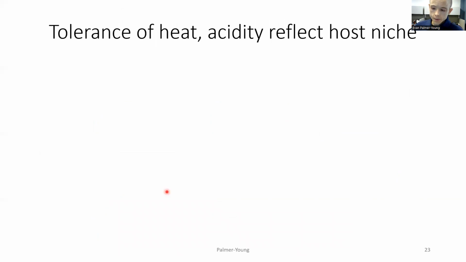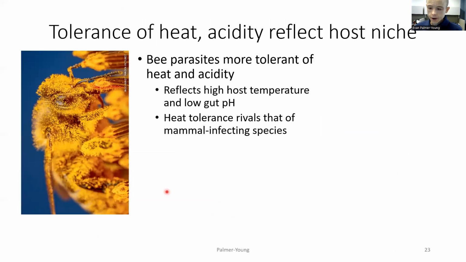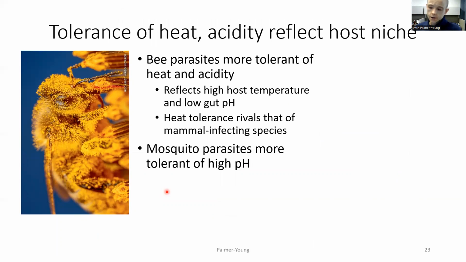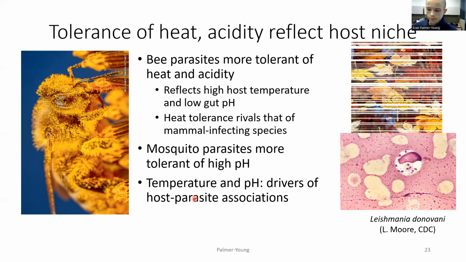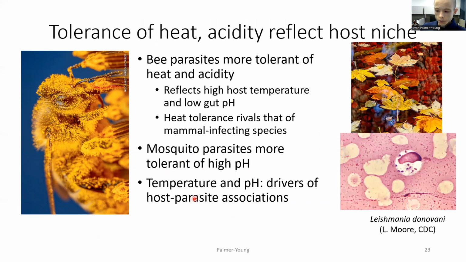Summarizing these results, the bee parasites had greater tolerance of heat and acidity, characteristic of bees, whereas mosquito parasites were more tolerant of basic conditions found in the guts of their hosts. These associations between host and parasite traits suggest that both temperature and pH are potential drivers of insect-parasite associations.